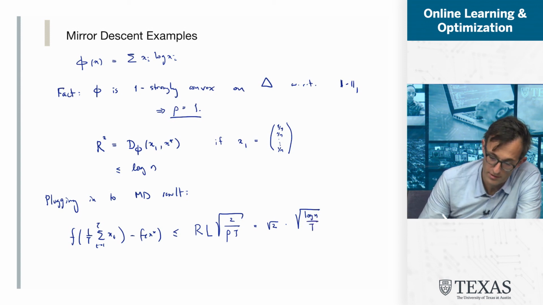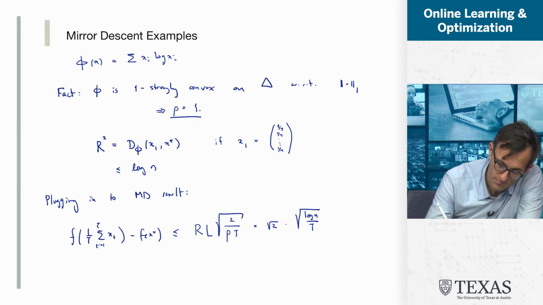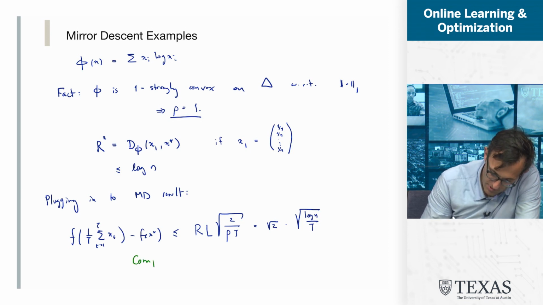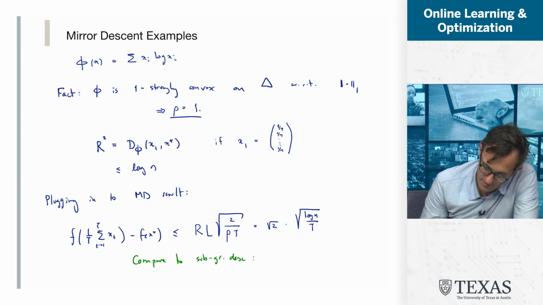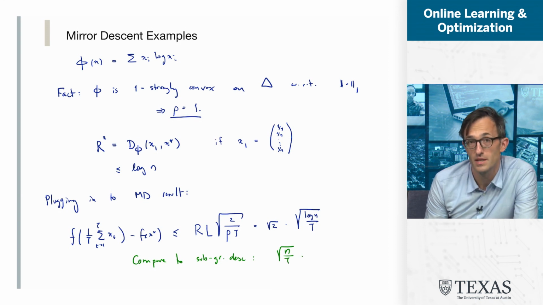What are we comparing this to? Compare to what we got for subgradient descent, which was square root of n over t. So this is potentially a huge win.